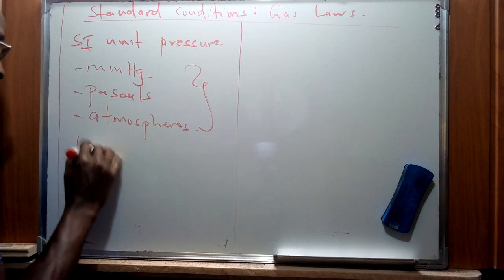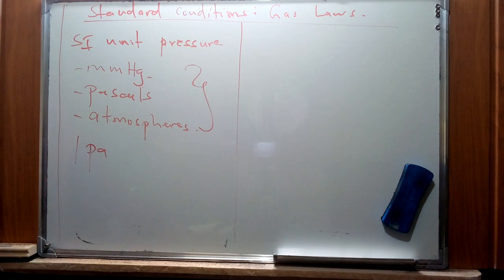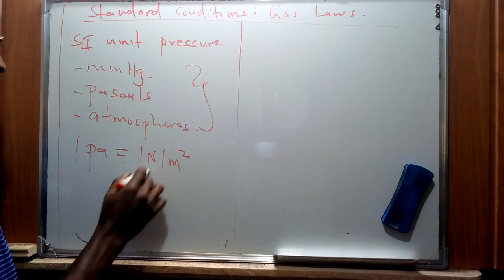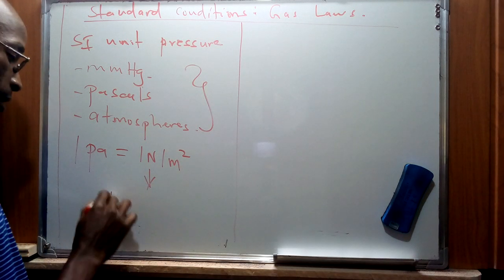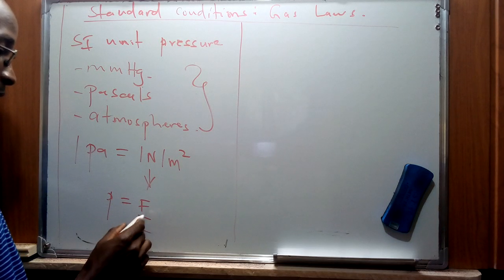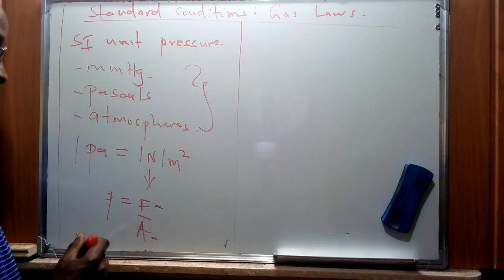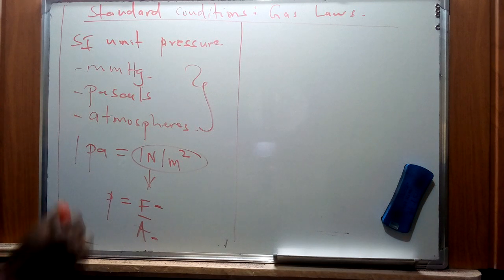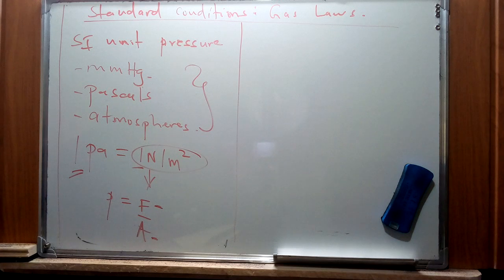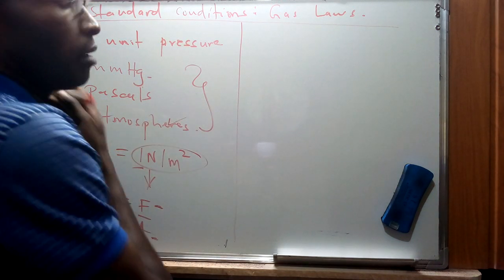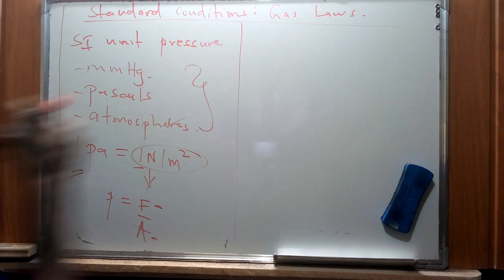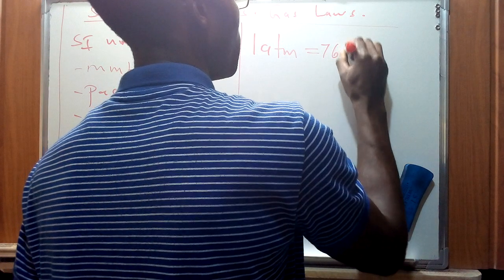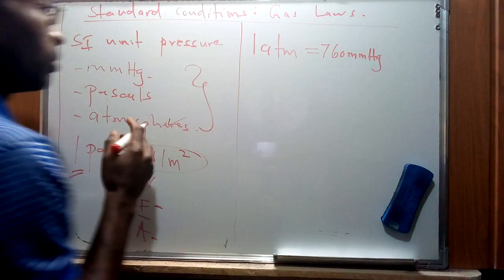So in this case, 1 Pascal, which is the SI unit for measuring pressure, is equivalent to 1 Newton per meter square. From this dimension, we know that the definition of pressure is force over area, where the unit for force is newtons and the unit for area is meters square, which gives us this dimension for Pascal. So 1 Pascal is equivalent to 1 Newton per meter square. And sometimes we refer to the units for pressure in atmospheres, abbreviated as atm. So 1 atmosphere is equivalent to 760 millimeters of mercury.